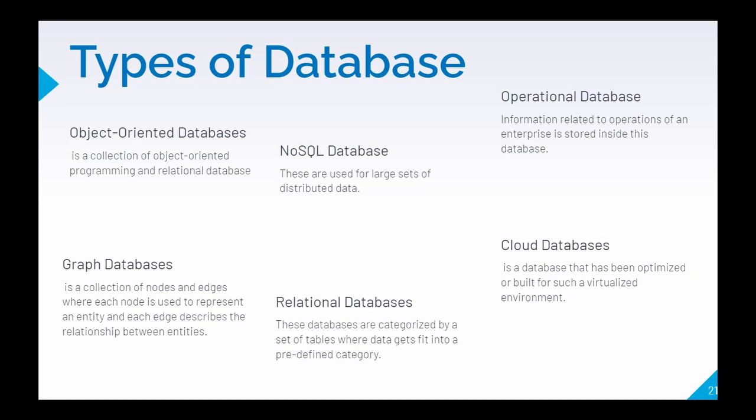Okay, so they are efficient in analyzing large size unstructured data, like NoSQL. And then another one we have is the operational database. So information related to operations of an enterprise is stored inside this database. Functions like marketing, employee relations, customer services, they all require a database, or what we call an operational database.